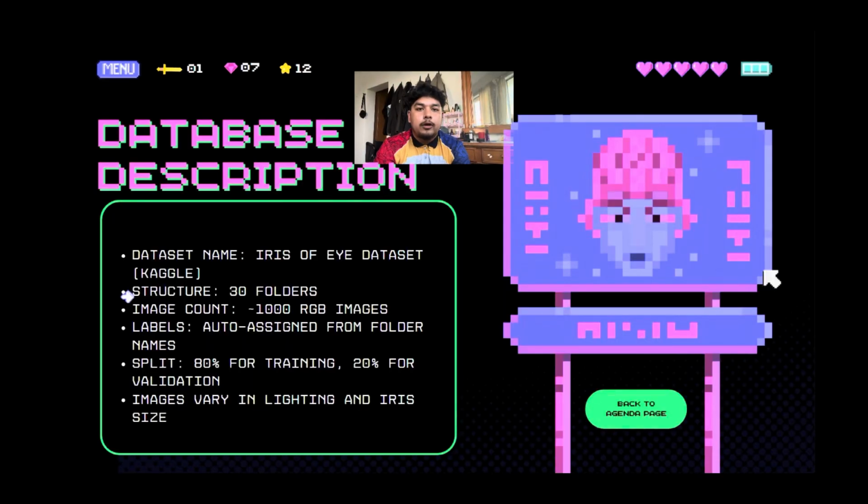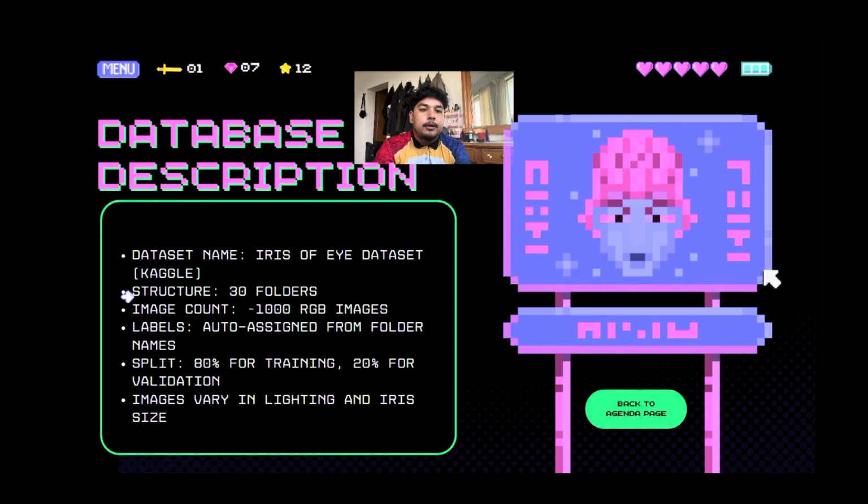So we go to the next slide, which is the database description. The database used is the Iris Eye dataset, which is from Kaggle. It consists of roughly 1,000 images categorized into 30 folders, each representing a different individual. About 80% of the data was used for training and 20% for validation.